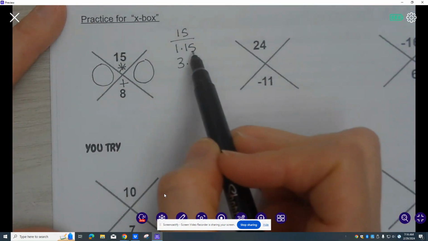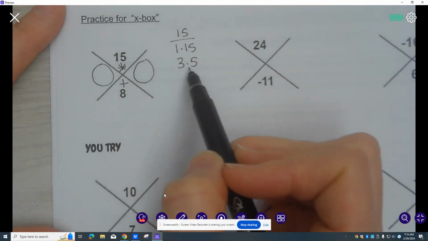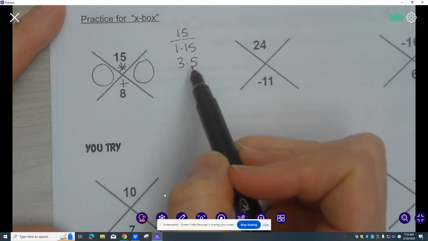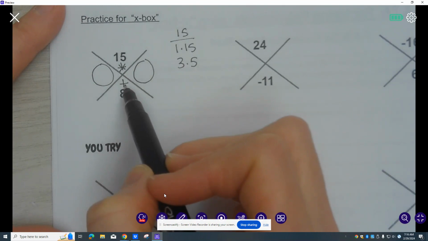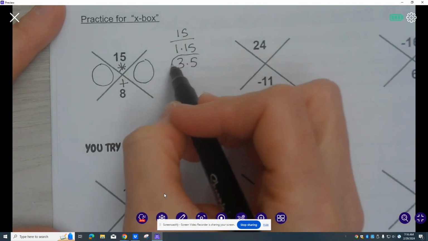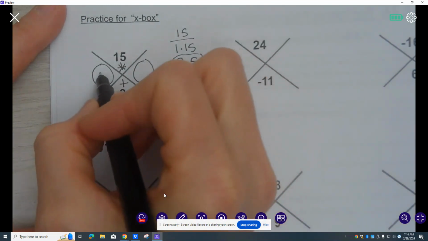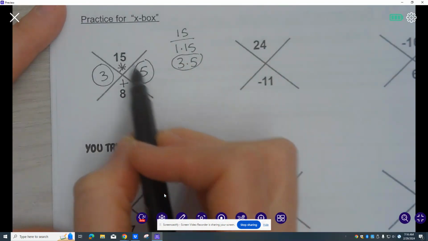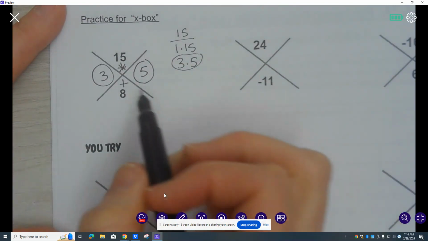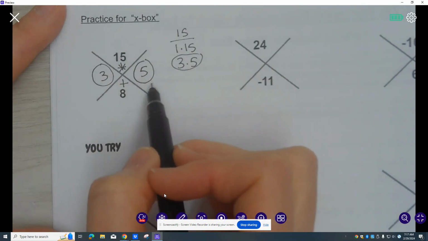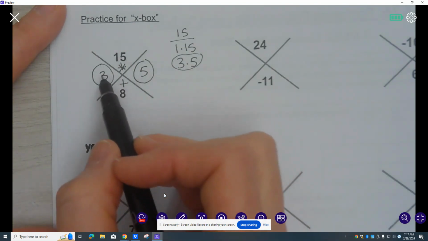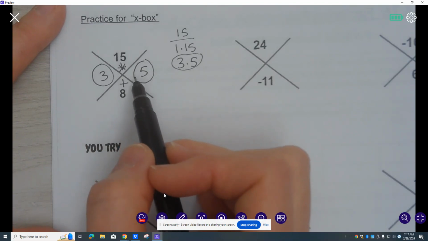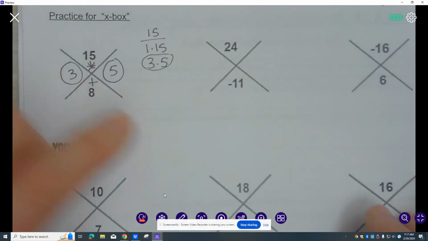So 15 times 1 gives you 15, 3 times 5 gives you 15. Now I want to pick the factors that also, in this case, add to give me 8. Well, I can see right there that 3 and 5 give me 8 when I add them, 15 when I multiply them. When you find those numbers, circle them, because when we do the whole process, X and box, I'm going to have you circle those. All right, let's try another.